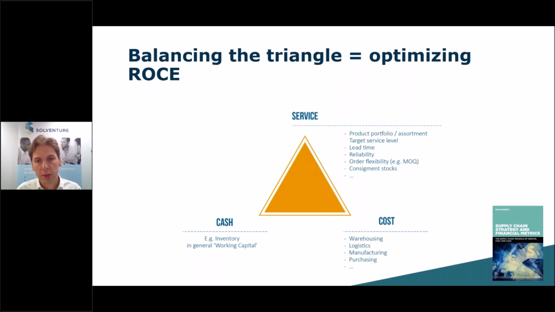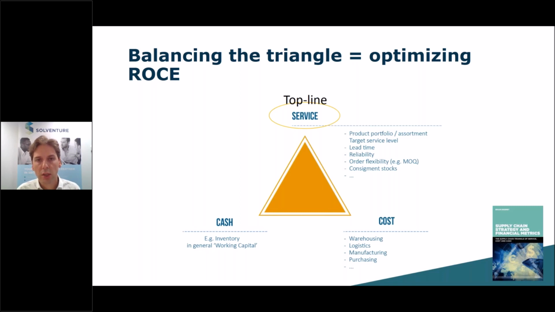Yes, because if you take the investor's perspective towards this triangle, I would say service is most probably a driver for the top line, for the net sales. If I improve my service, I expect it will lead to more sales. If you improve the service and it's not leading to more sales, then you need to question why you do it.